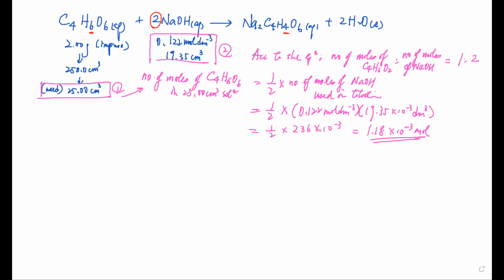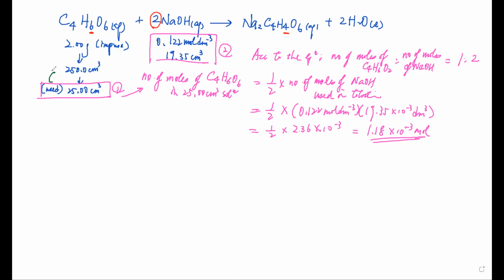Can you get the point? So this is the one, 1.18 times 10 to the power minus 3. Be aware of the fact that you just extract 1/10 of it. So that mole of acid doesn't relate to the acid found in 2 grams of the sample. It's just that we represent 1/10 of it. Okay, 1/10.